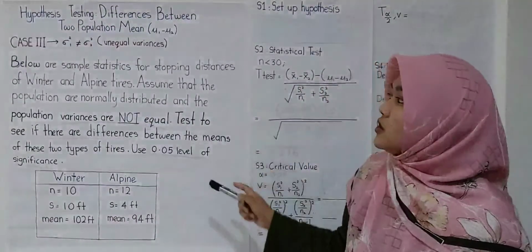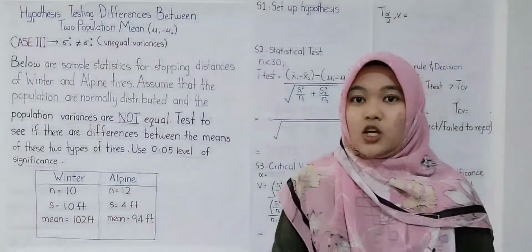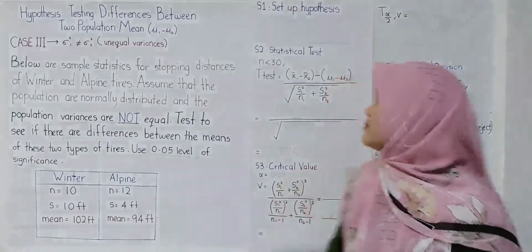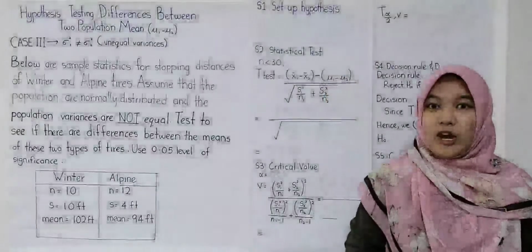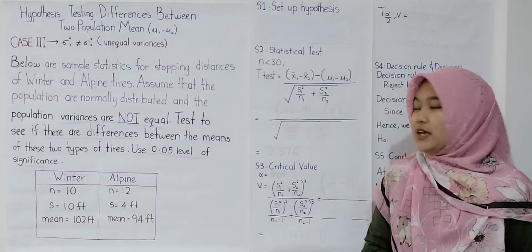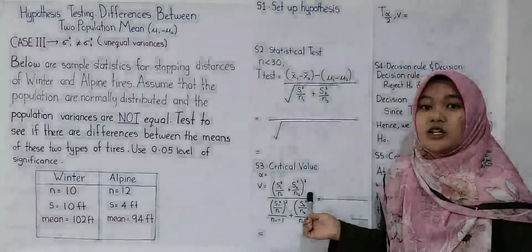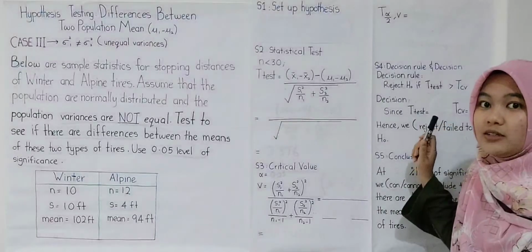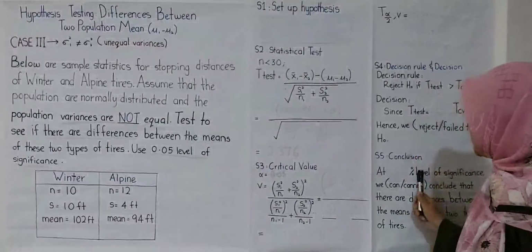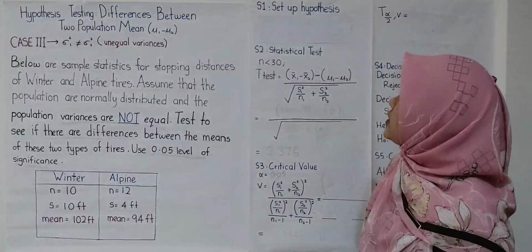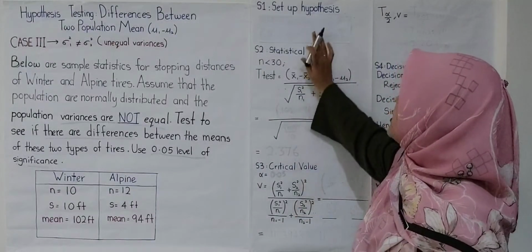In order to solve this type of question, you need to do 5 steps. First is set up your hypothesis. Second is do the statistical test. Third is find the critical value. The fourth is take the decision rule and make a decision. Lastly, do the conclusion. Okay? Now, let's look at the first step.